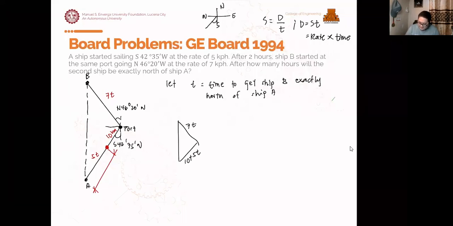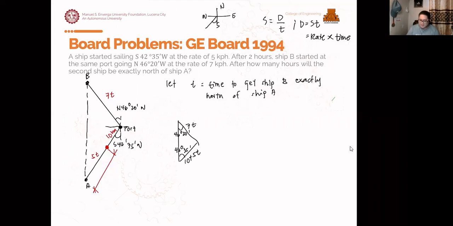So what about the angles? This angle and this angle are alternating angles, so they are equal. Same here, if this angle is equal to this angle, because this side is parallel. Okay? So they are alternating angles. So on this side, this is 42 degrees, 35 minutes. And this one is 46 degrees, 20 minutes.